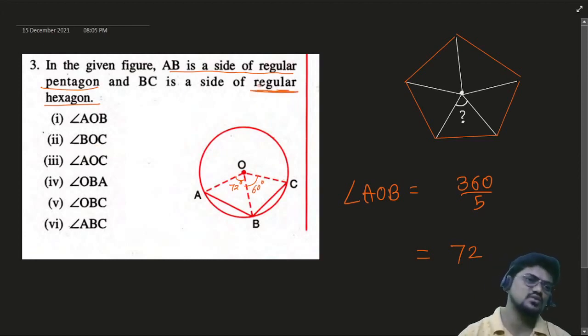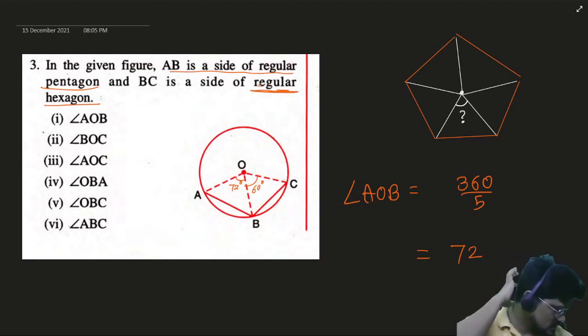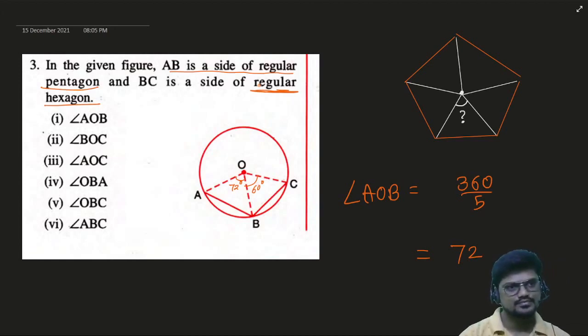Regular is important. What is the significance of writing regular behind the polygon's name? All the sides are equal. So if they write only pentagon, the sides can be different. A pentagon has 5 sides, but all sides may or may not be equal. But if they write regular pentagon, that means all sides are equal.